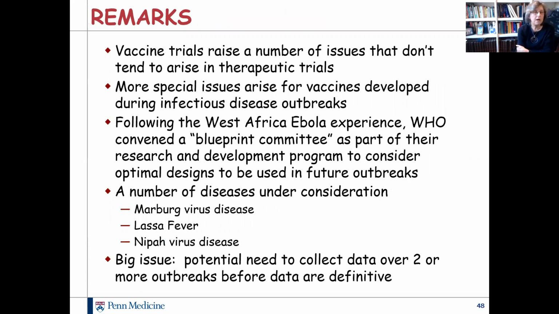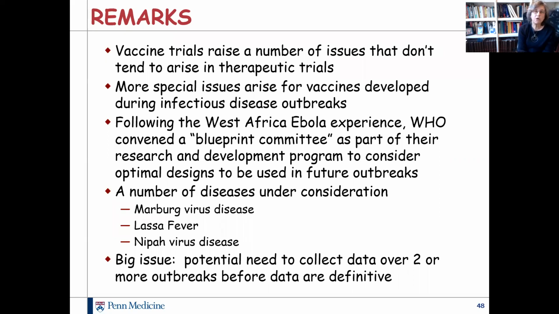So just to conclude, making a few remarks, vaccine trials do raise a number of issues that don't tend to arise in therapeutic trials. And there were certainly more special issues that arose for vaccines developed during infectious disease outbreaks. Following the West Africa Ebola experience, WHO convened a blueprint committee as part of their research and development program to consider optimal designs to be used in future outbreaks. And I'm part of this group. A number of diseases are under consideration: Marburg virus disease, Lassa fever, Nipah virus disease, several others. And the big issue is the potential need to collect data over 2 or more outbreaks before data are definitive.